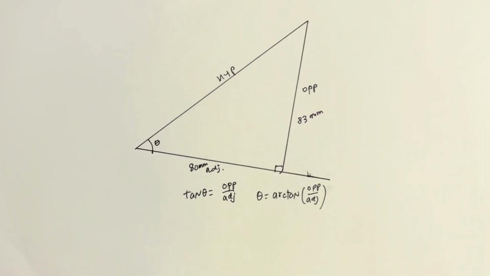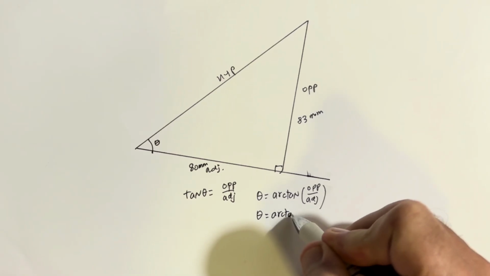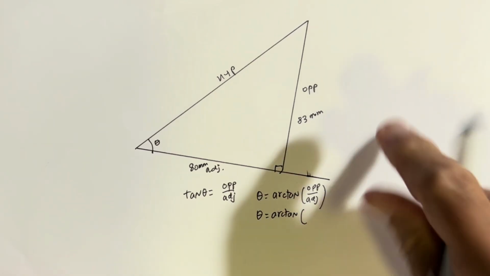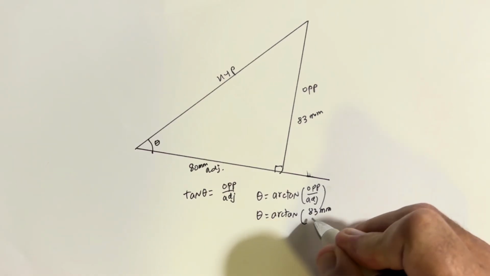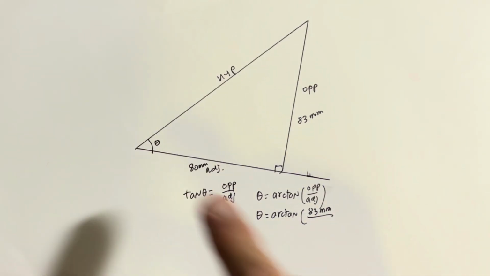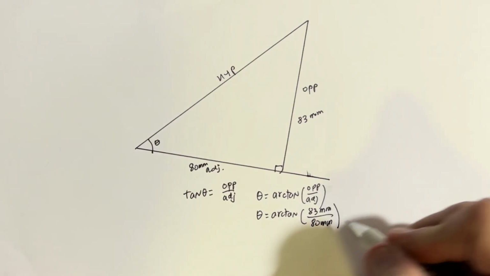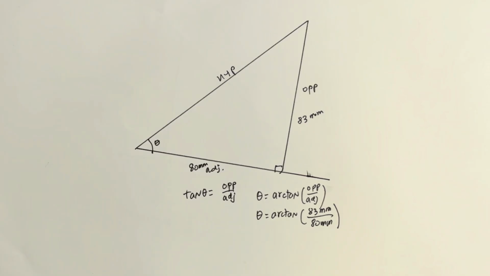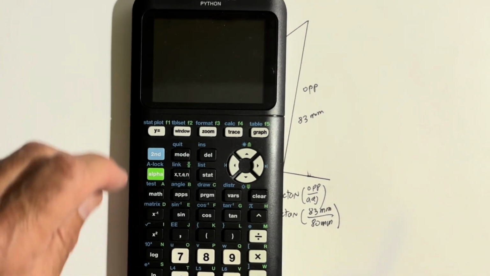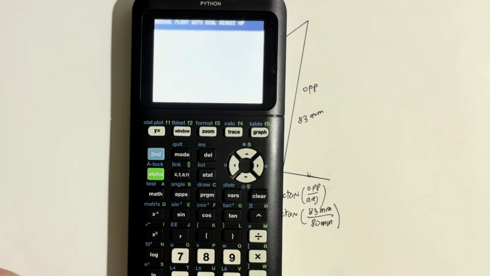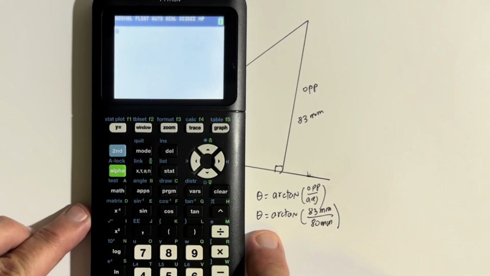So now putting those measurements in this equation, theta is equal to the arctan of the opposite, 83 millimeters, units are going to cancel, divided by 80 millimeters. Now, I'm going to get my TI-84 calculator out to do the calculation. Turn this on. Now, we're doing this calculation right here.